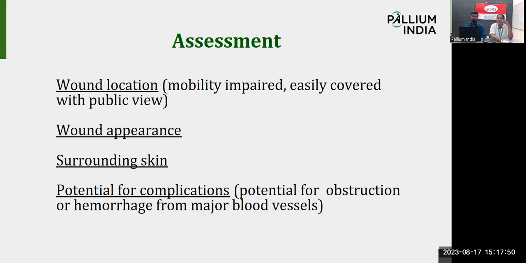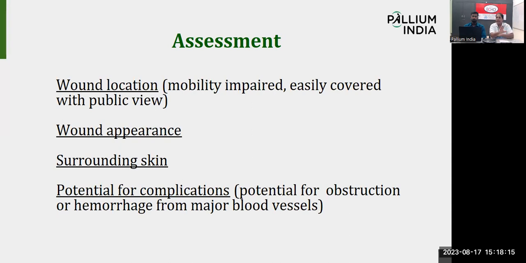So when we are doing an assessment in a fungating wound patient, we have to see the location, and whether mobility is impaired or not, that is, whether the wound location is causing the person to be unable to move himself from one place to another. So mobility impairment and whether it can be easily covered from public view or not. These are all things which we have to assess.